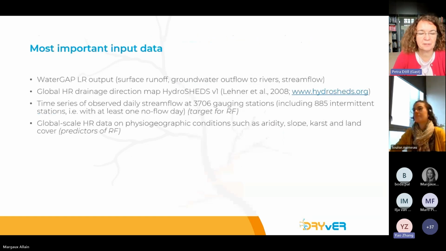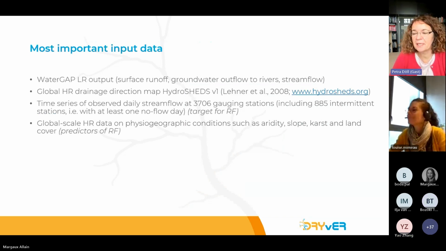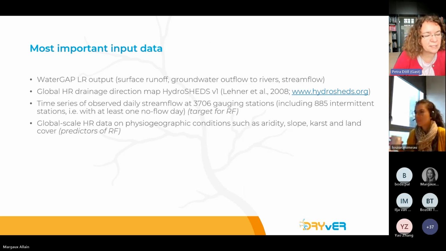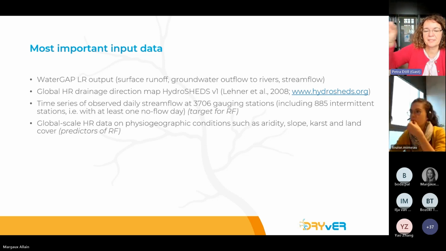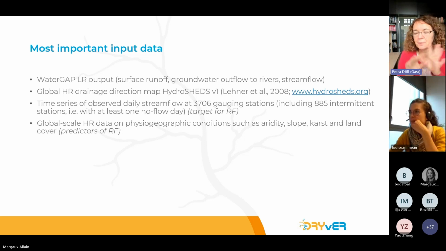So in this type of modeling, the input information you have is decisive. So let's look at the most important input data that we have. We have the WaterGAP low resolution output, and we use the surface runoff simulated by WaterGAP, the groundwater outflow to rivers, and the overall streamflow for downscaling. But how can we downscale it? For downscaling, we need a drainage direction map. So how does the water flow from a 500 meter grid cell to the next? And that is available in the Global High Resolution Drainage Direction Map, HydroSHEDS version 1 by Bernhard Lehner. Without that, we wouldn't do anything, because that tells us how water is flowing over all of Europe.